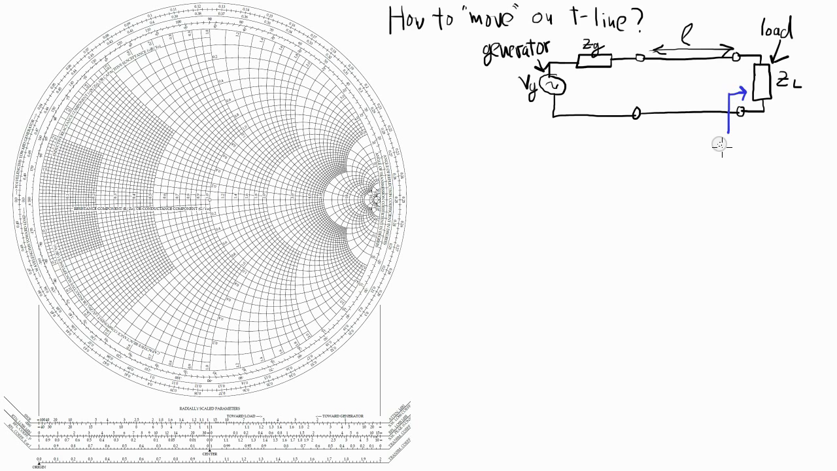Now looking into the load, I'm going to see a reflection coefficient of gamma L. And I know that if I move L away, then the magnitude of my reflection coefficient is going to stay the same, and the phase is going to decrease by 2 beta L. So this is my new gamma in, and I can use the Smith chart to draw the reflection coefficient gamma in and find the corresponding Z in.